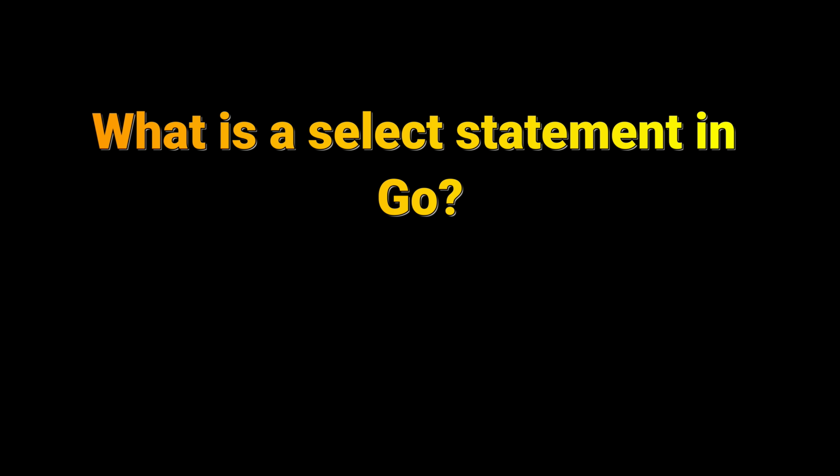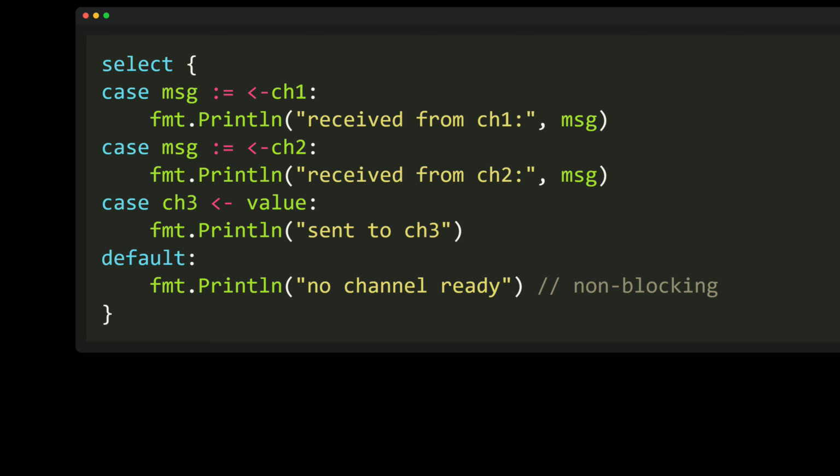Question: what is a select statement in Go? A select statement is like a switch, but for channels. It waits until one of its channel operations can proceed. In the example, it tries to receive from channel 1 or channel 2, or send a value to channel 3. Whichever channel is ready first, that case runs. If none are ready and there is a default case, it runs the default and does not wait.